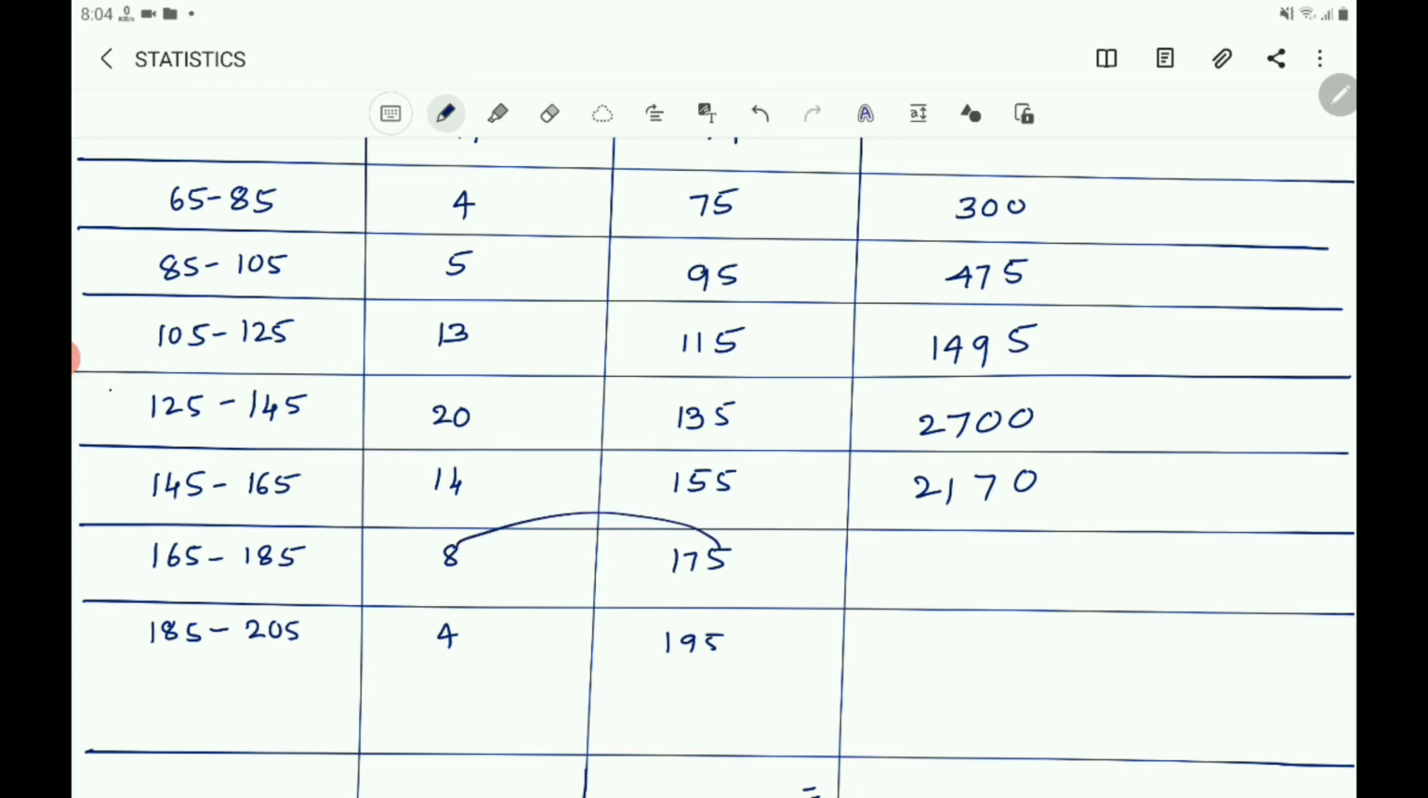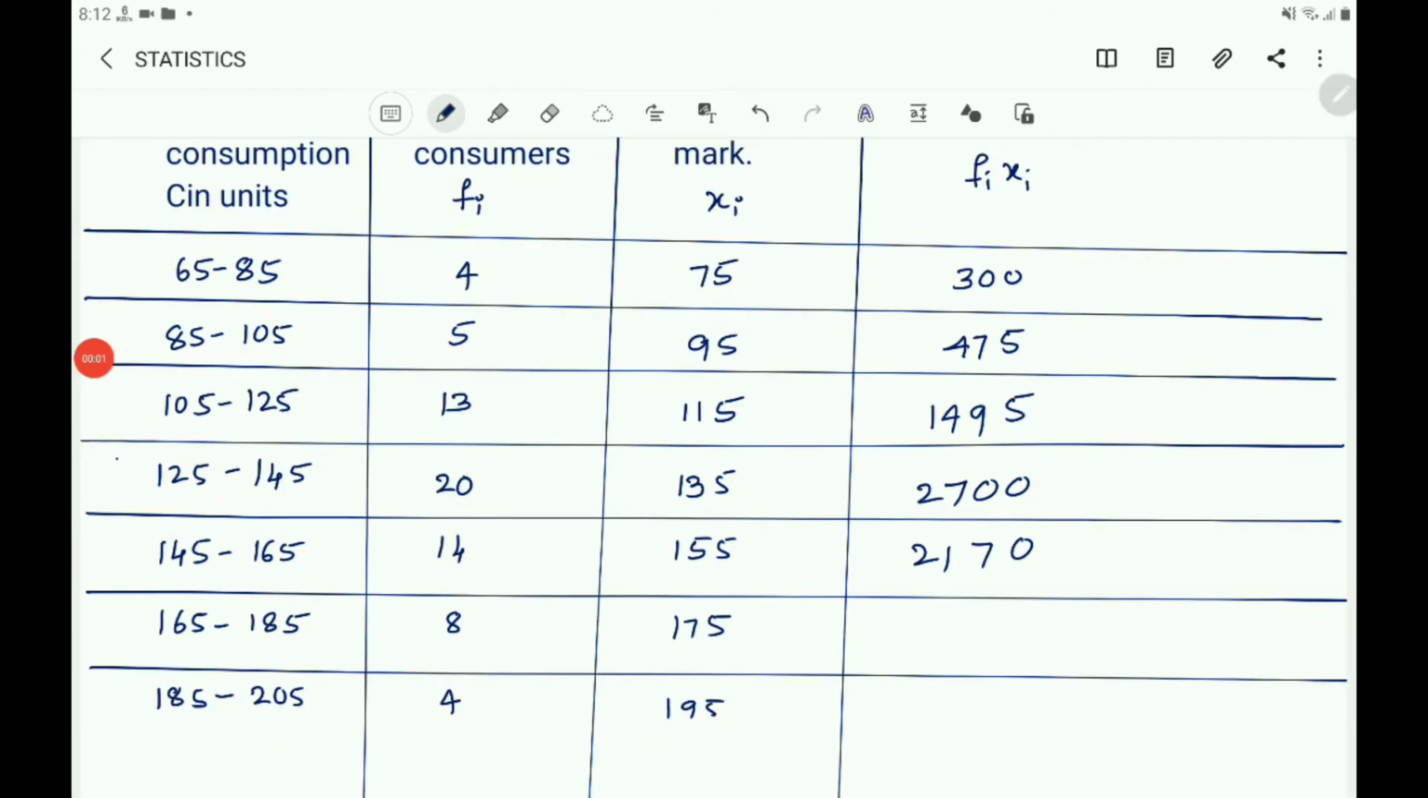Then 8 into 175. 8 5s are 40. 8 7s are 56 plus 4, 60. 6 carrying. 8 ones are 8 plus 6, 14. So you got 1400. Next, 4 into 195.